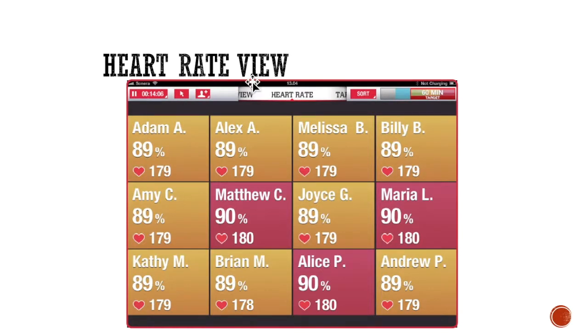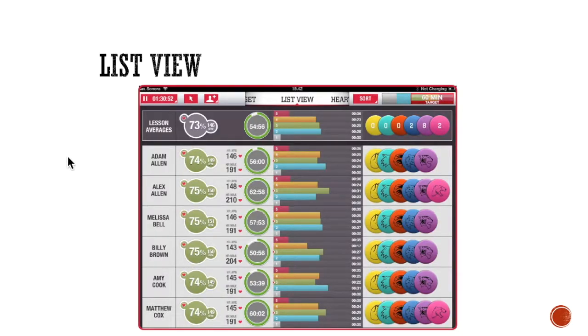And then if you go to heart rate view, this is the percentage of, I'm sorry, percentage of max heart rate, and then their beats per minute. This is more of a list view, so you can see by student how much time they've spent in each zone, and then how many badges they've earned. So again, a badge is earned for every 10 minutes spent in target heart rate zone. So this student, for example, has spent 50 minutes in their target heart rate zone.